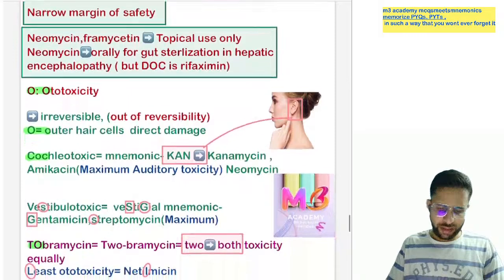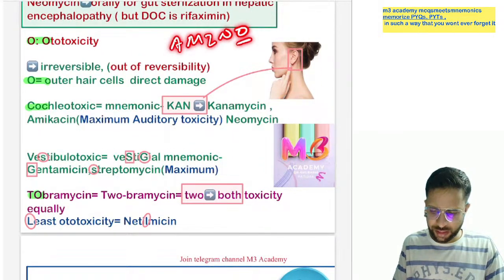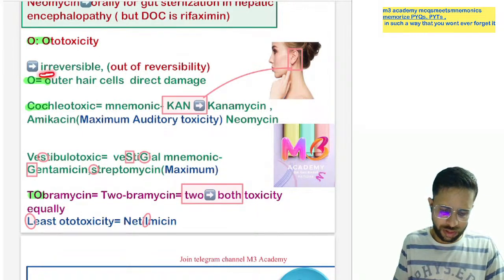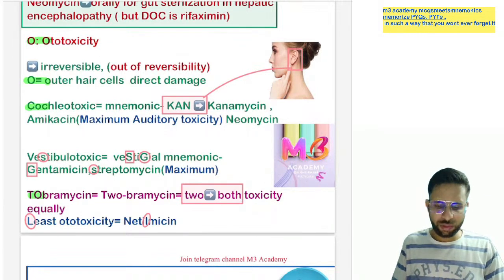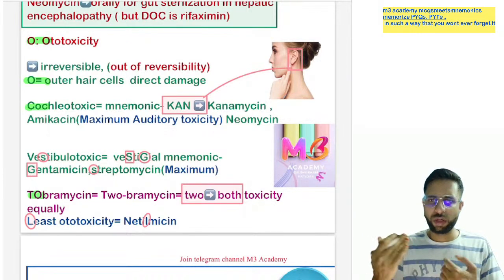Yes. Now, in the aminoglycosides, the next letter is O. O, you can remember, is for ototoxicity, and ototoxicity is irreversible. So you can say O for out of reversibility. How can you remember ototoxicity? O for out of reversibility.